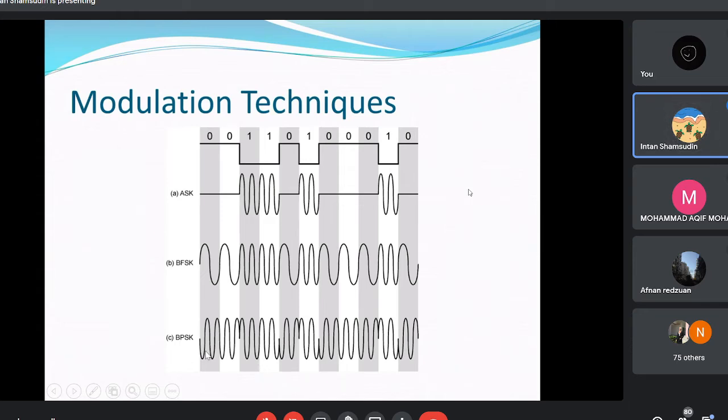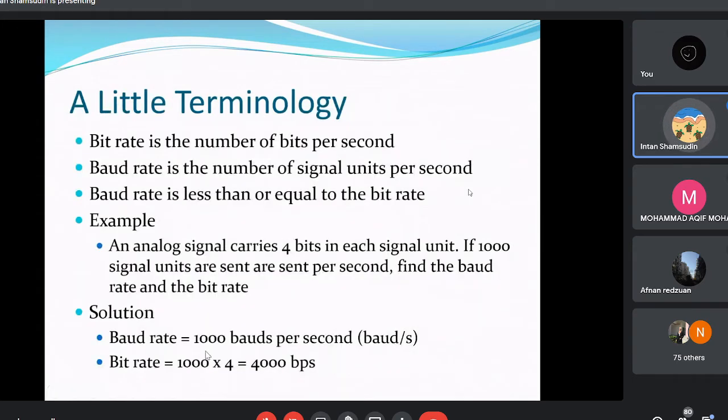Right? Tengok satu-satu lah. Okay, so a little terminology. Okay, bit rate is the number of bits per second. Okay, baud rate is the number of signal units per second. Baud rate is less than or equal to bit rate. Okay, so baud rate must be less than or equal to bit rate.